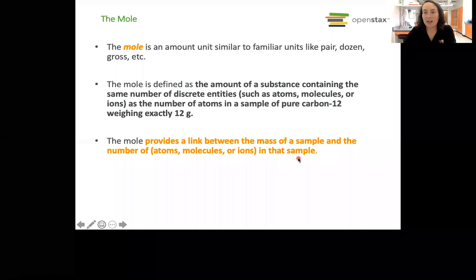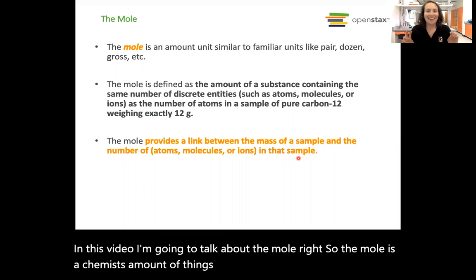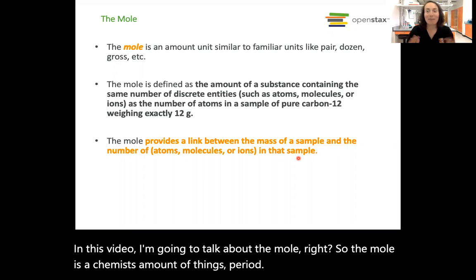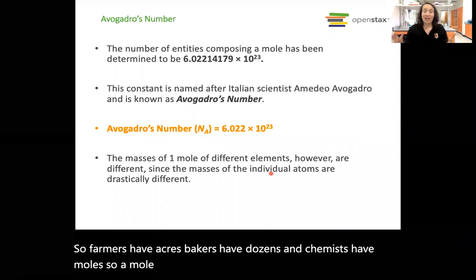In this video, I'm going to talk about the mole. The mole is a chemist's amount of things, period. Farmers have acres, bakers have dozens, and chemists have moles. A mole is Avogadro's number.